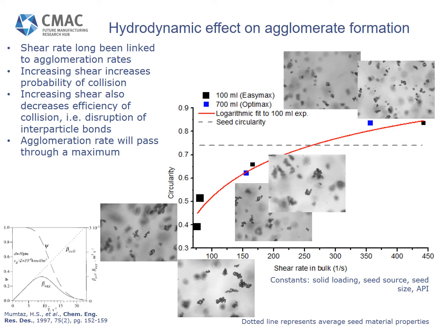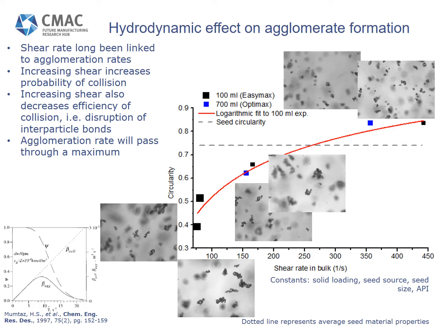And again, this isn't too surprising, as shear rate has long been linked to agglomeration rates. With increasing shear, we increase the probability of particle collision, but we also decrease the efficiency of these collisions. As a result, the agglomeration rate will pass through a maximum with increasing shear. However, for the work here, we're operating at levels of shear that are past this maximum.